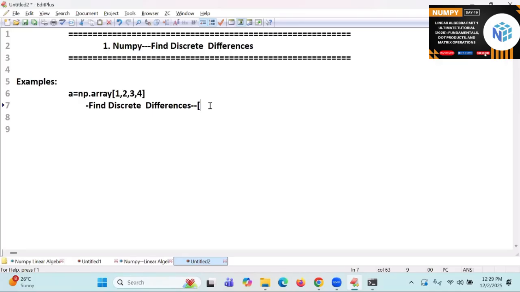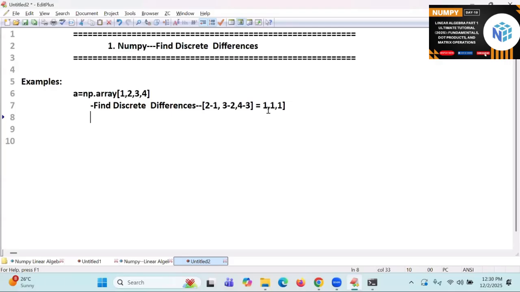2 minus 1. Second value is subtracted with the previous value. Next, 3 minus 2. Next, 4 minus 3. This is called one discrete difference finding. What is the answer coming? 1, 1, 1. This is called one time discrete difference finding.